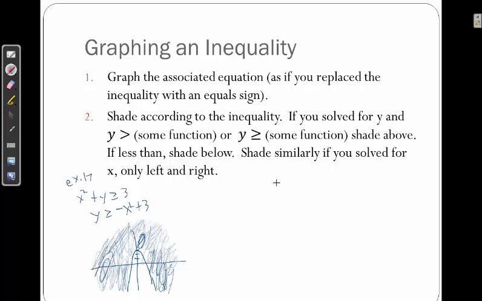And something like 19, you would have to recognize what this graph is. x squared plus y squared equals 100. That, if you remember from back in chapter 1, is a circle with a radius of 10.